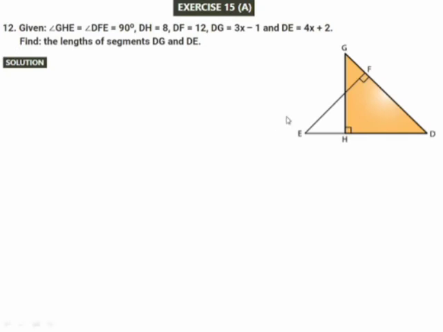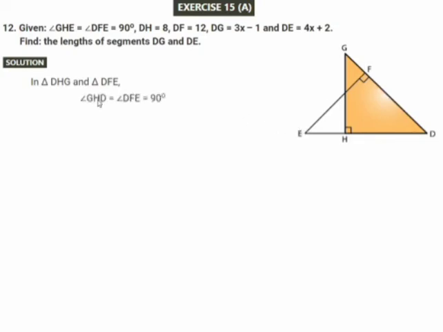Let's have one more question. The question says, find the length of DG and DE from this diagram. All the necessary measurements are given to you. First and foremost, there are two triangles that you can see. Let me prove that they are similar. In triangle DHG, DHG means this yellow colored one, and DFE means this triangle.